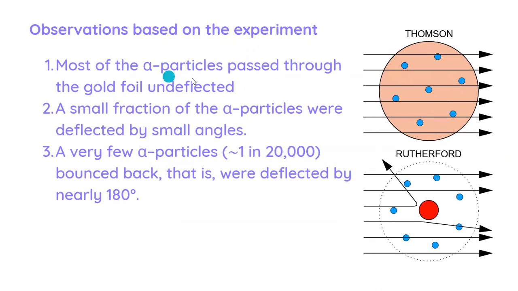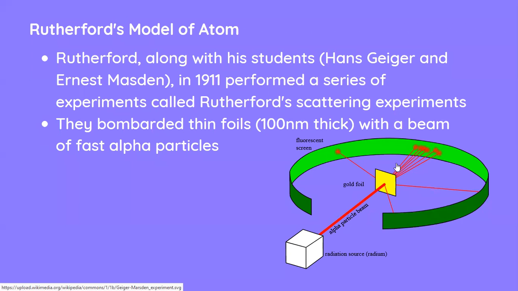First, he saw that most of the alpha particles pass straight through. As you can see over here, most of these alpha particles are passing straight through. Next, a small fraction are deflected at small angles. So a very small amount of them are deflecting at angles, and very few of them bounced back, or were deflected at nearly 180 degrees. If you notice, even in this experiment, you have the majority of the rays passing straight through. You have some deflected, and very few deflected at a very high angle.